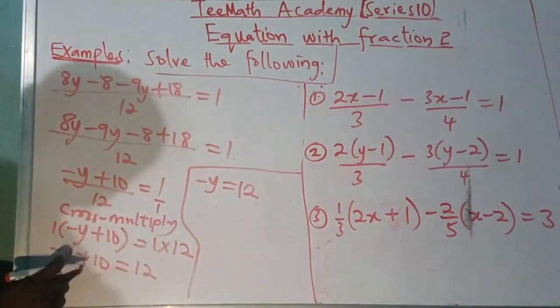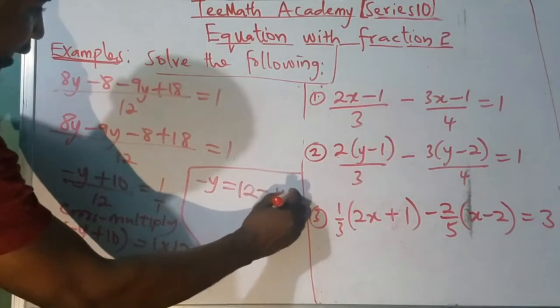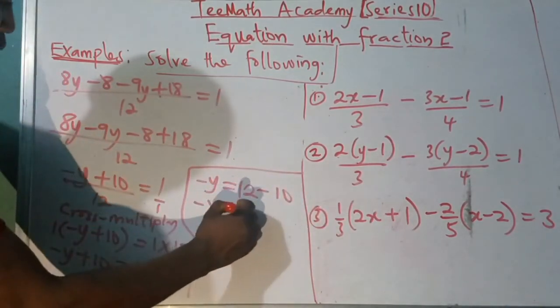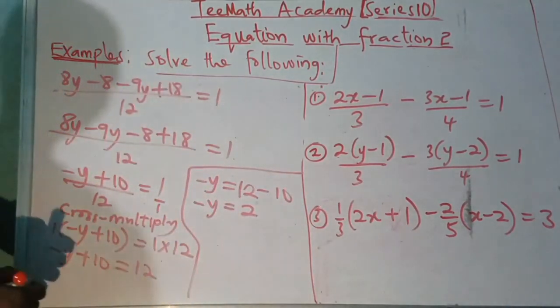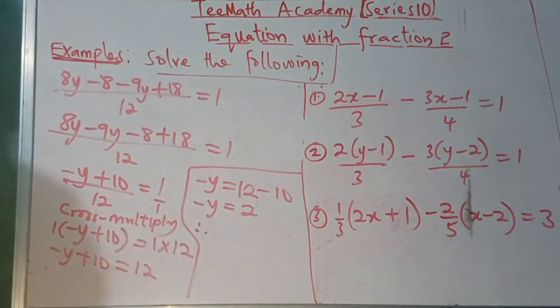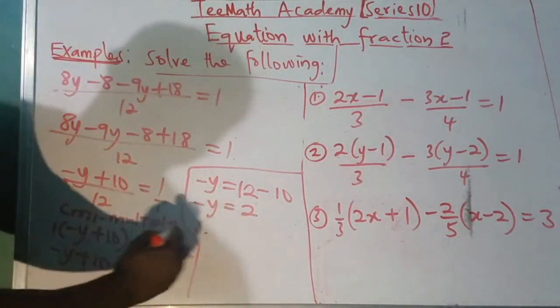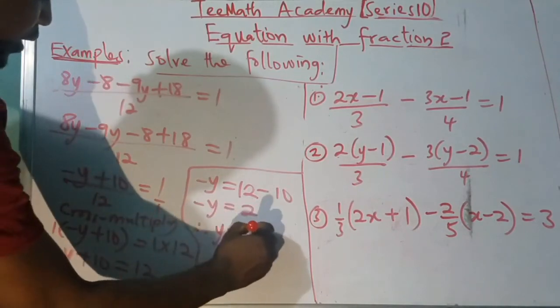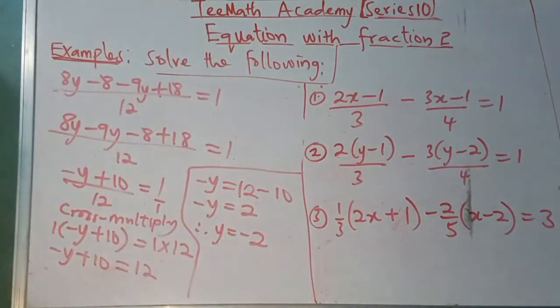This 10 is positive, going there becomes minus 10. So minus y equals to what? 2. 12 minus 10 is 2. I told you that our letter cannot be in negative sign. You transfer it here. So that will be y equals to minus 2. So minus 2 is the answer for that.